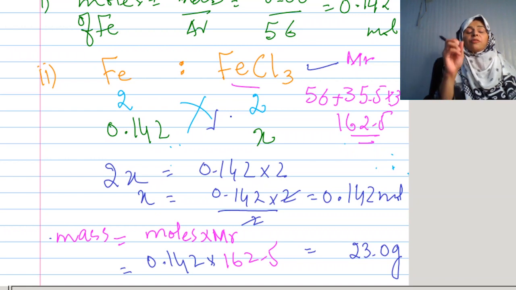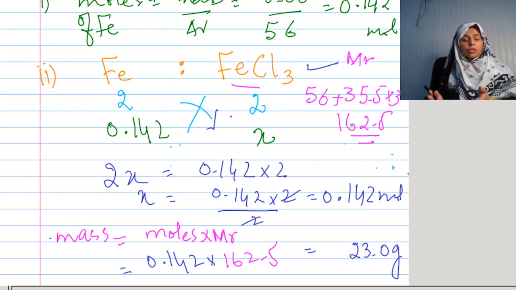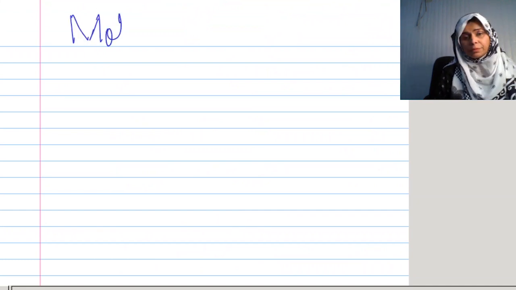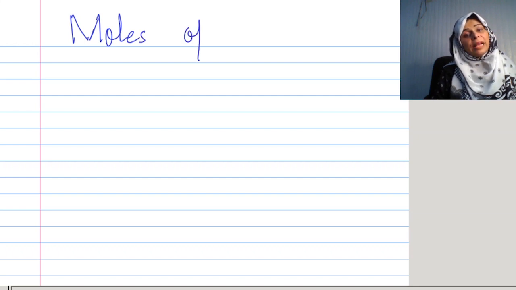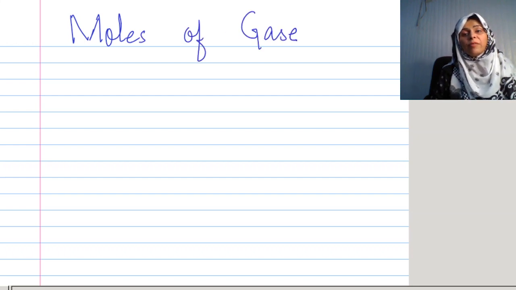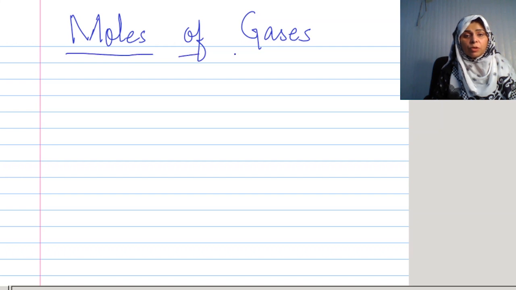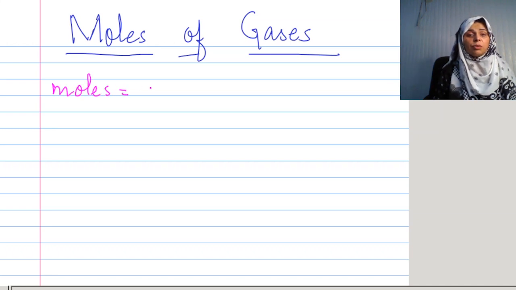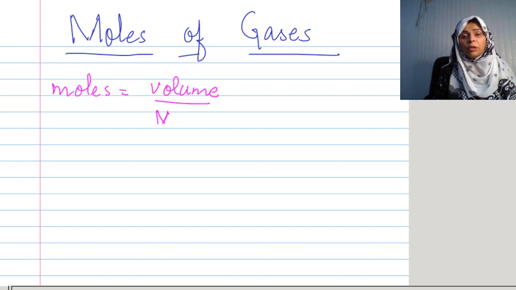Okay, I am giving you a complete understanding of how to solve all the questions, from the simple questions towards the difficult ones. So move towards the next one, how to solve the questions based on moles of gases. Here we have another formula to calculate moles of gases, and that formula is, remember, moles is equal to volume over molar volume.